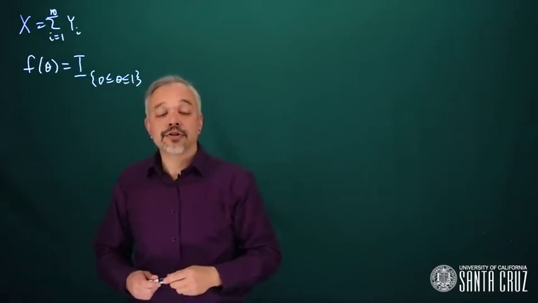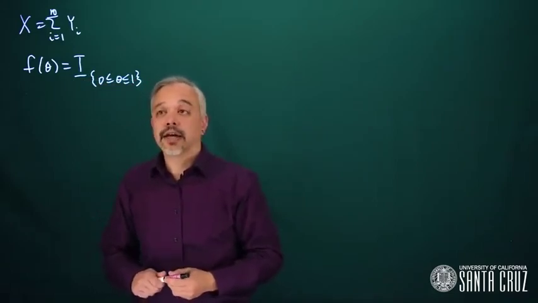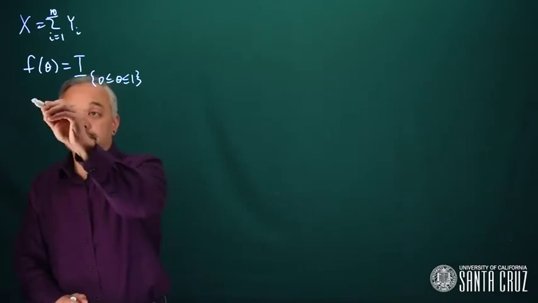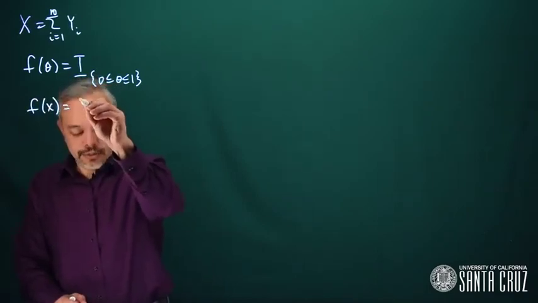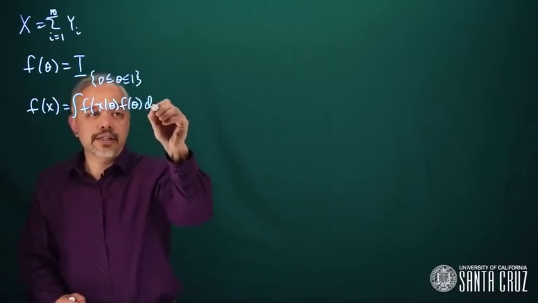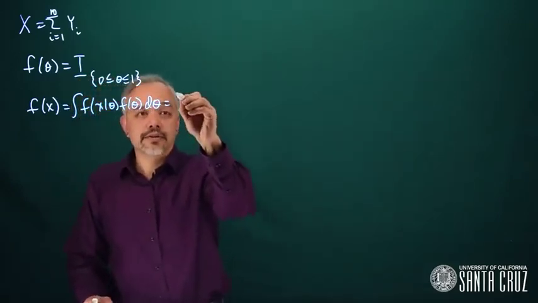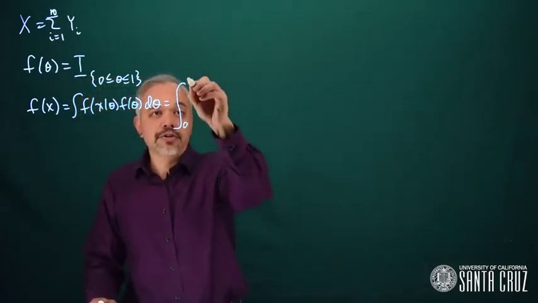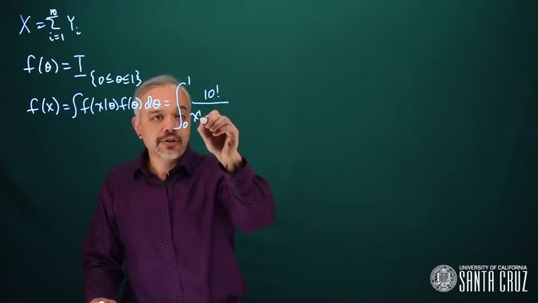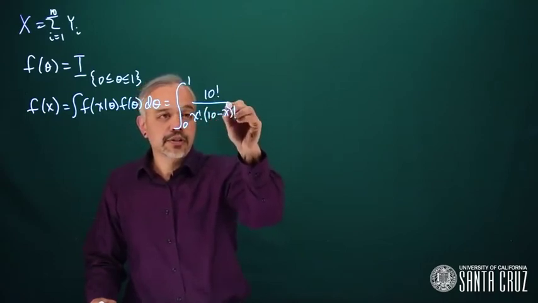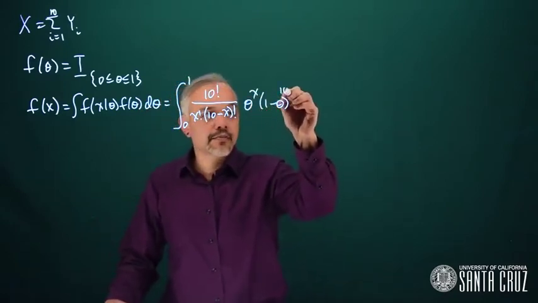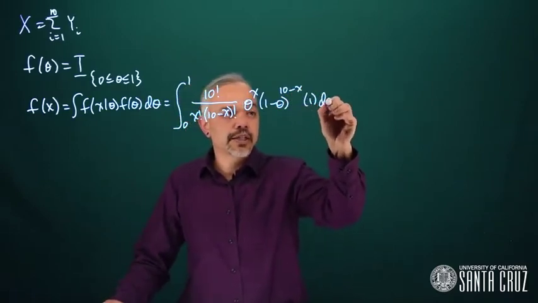So now we can ask, what's our predictive distribution for the number of heads we'll see? X can take possible values 0, 1, 2, 3, up to 10. The predictive distribution, f of x, is going to be the integral of the likelihood, f of x given theta, times the prior, f of theta, d theta. So writing this out, we have a binomial likelihood. So we're going to integrate theta from 0 to 1. Binomial likelihood is 10 factorial over x factorial times 10 minus x factorial, times theta to the x, 1 minus theta to the 10 minus x, times our prior, 1 d theta.